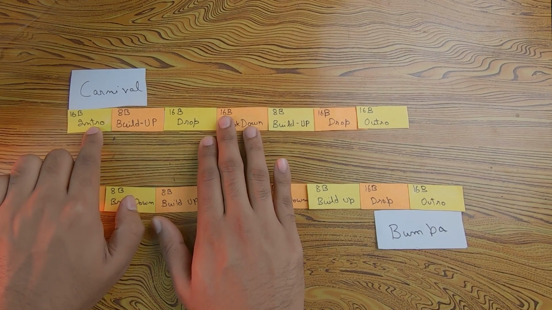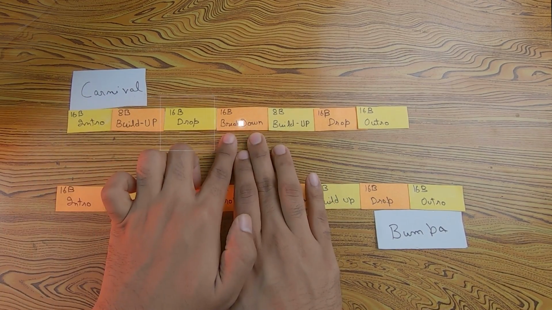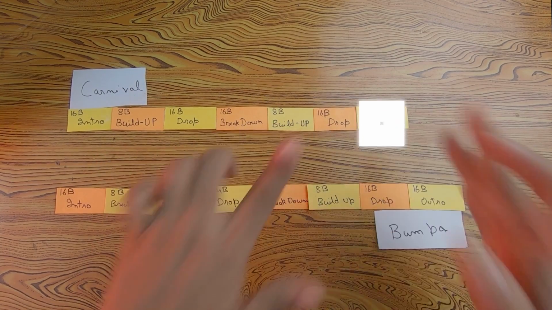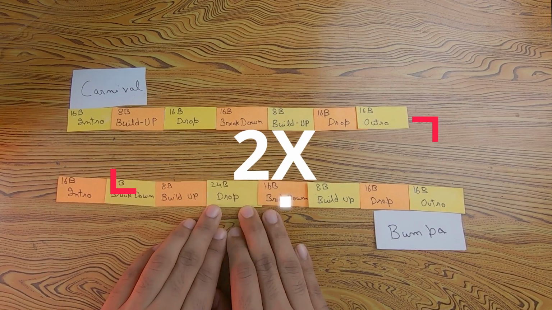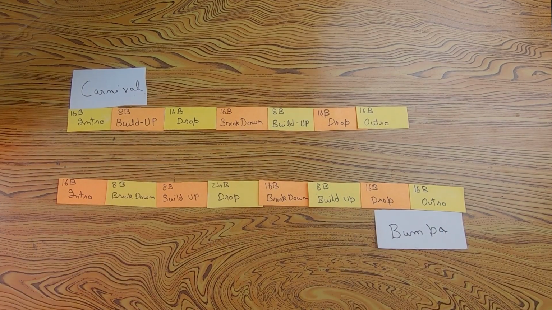So the structure of Carnival is 16 bar intro, 8 bar build up, 16 bar drop, 16 bar breakdown, 8 bar build up, 16 bar drop again, and 16 bar outro. And the structure of Boompa is 16 bar outro. This is the structure of these two songs that I figured out.